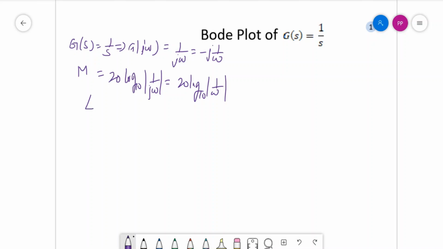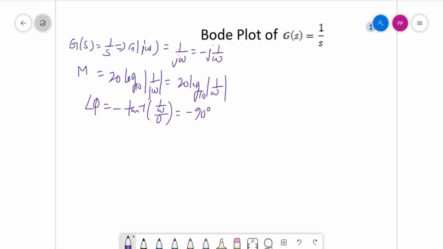So phase angle phi equals minus tan inverse of, here you will get 1 by omega as the imaginary part and the real part is 0. So this is minus 90 degrees. So for an integrator the phase angle is constant and that is minus 90 degrees.